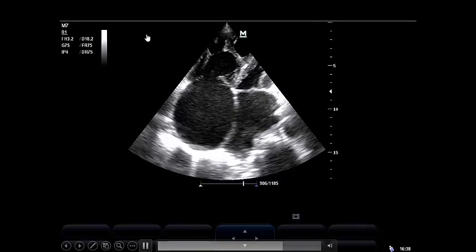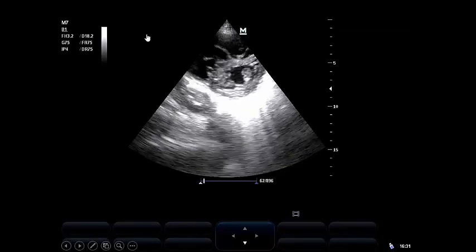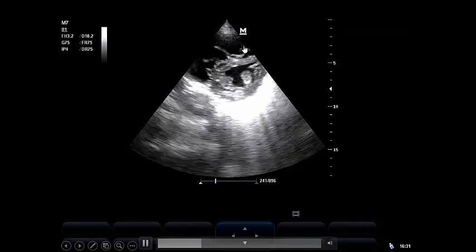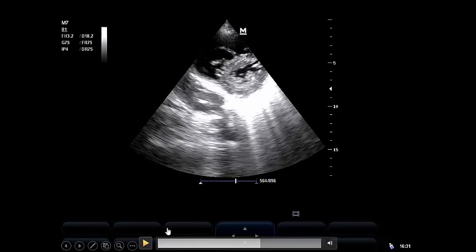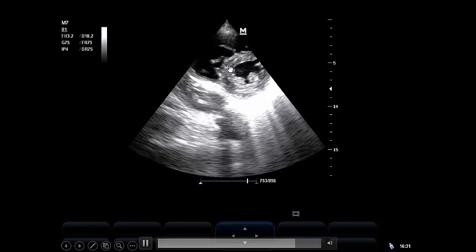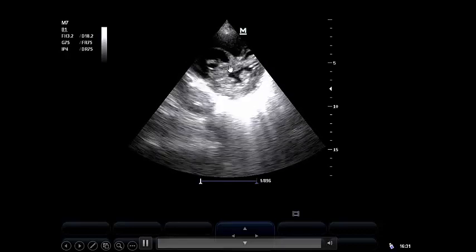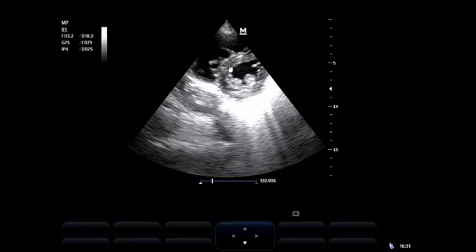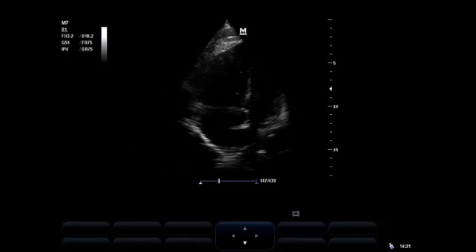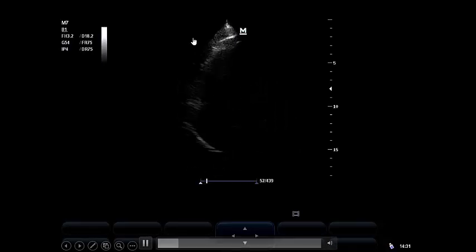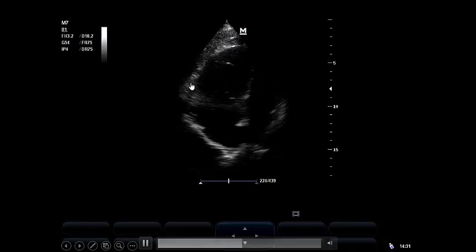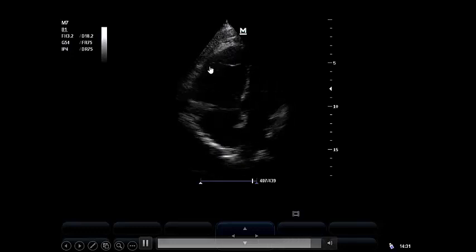What else? D shape of the left ventricle because of pressure on the septum. And as you see here, during diastole, no more pressure on the septum, but the pressure is more in the systole, which is pressure overload of the pulmonary embolism. What else? McConnell's sign. You will see the apex is moving more than the free wall of the right ventricle. This is the McConnell's sign. It goes with pulmonary embolism.